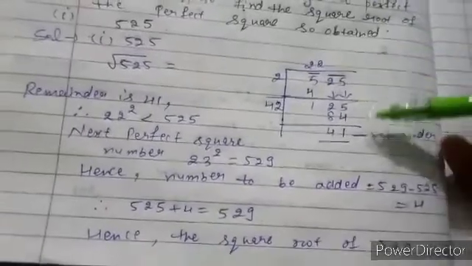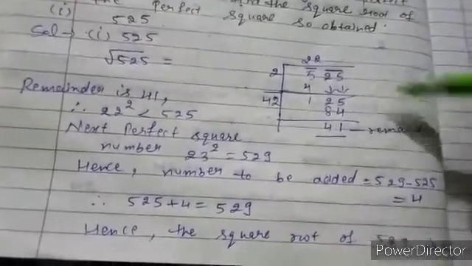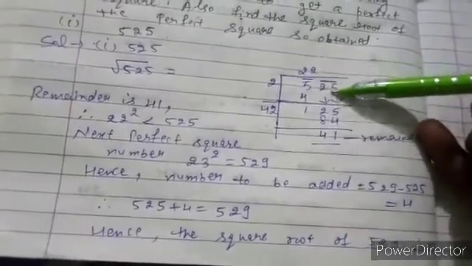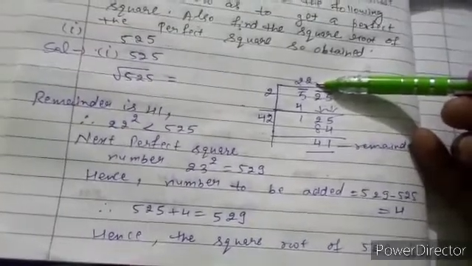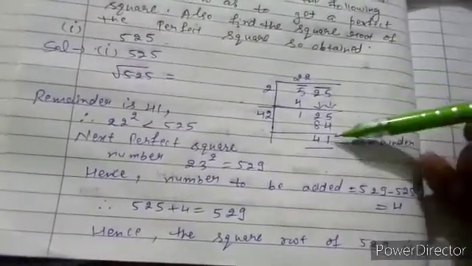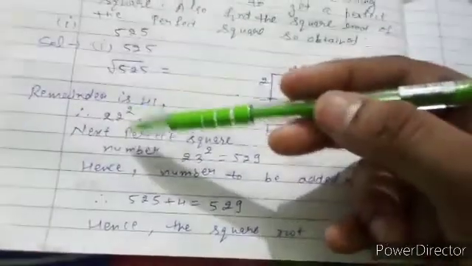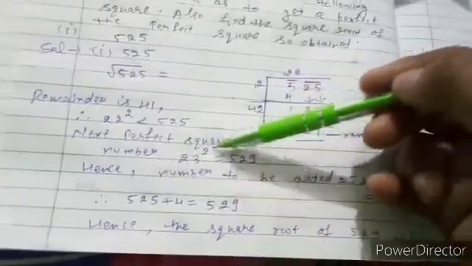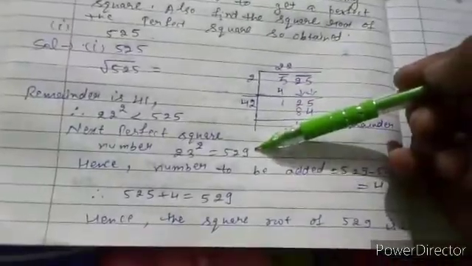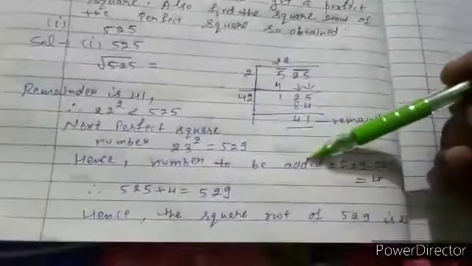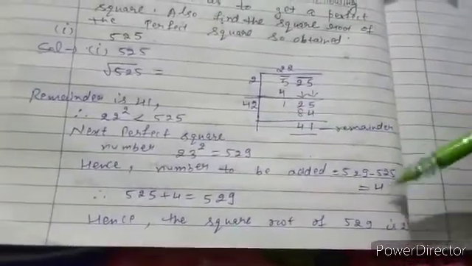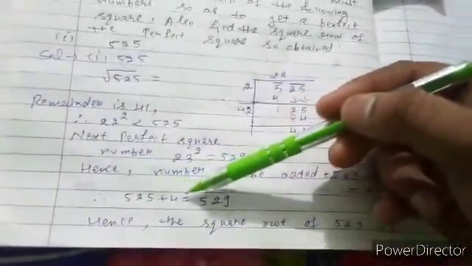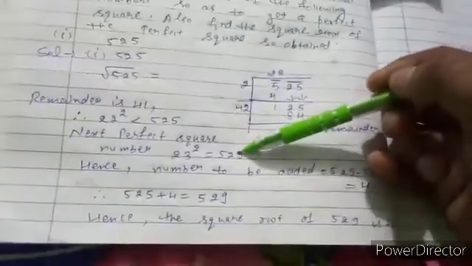So here 41 is the remainder. It is clear from here that if it were 23, then it would be a perfect square. The next number after 22 is 23, because here 22 is the quotient, that's why there is a remainder. So we can say 22 square is less than 525. So the next perfect square, 23 square, 529, can be the perfect square. Hence the number to be added is 529 minus 525, which is equal to 4. So if we add 4 to 525, we will get 529.